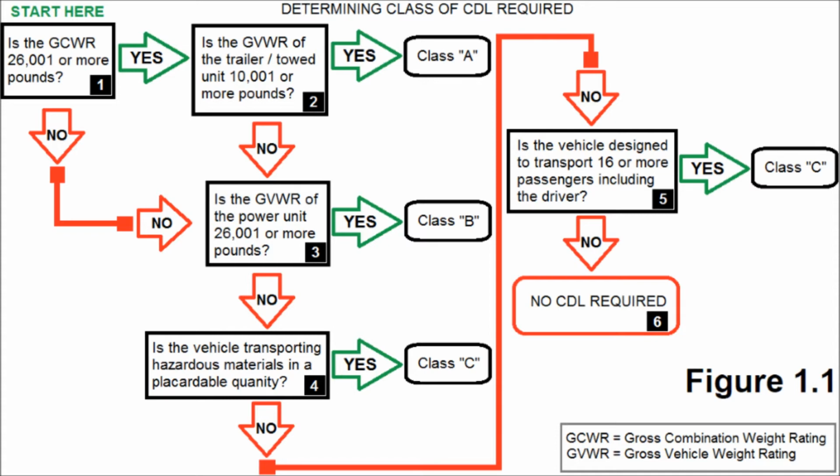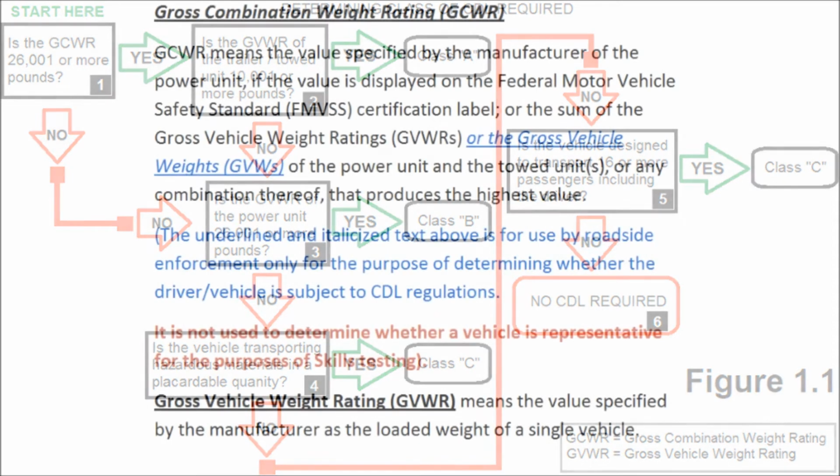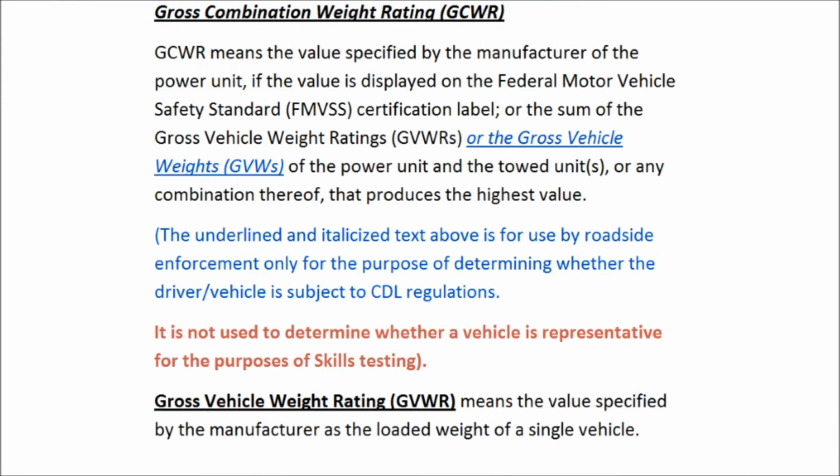And please note the legend at the bottom of the screen. GCWR is the gross combination weight rating, and GVWR is the gross vehicle weight rating. Now there is a comment relating to Figure 1.1 which states: gross combination weight rating, GCWR.